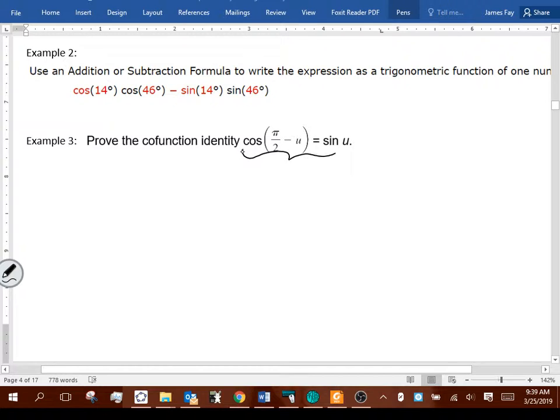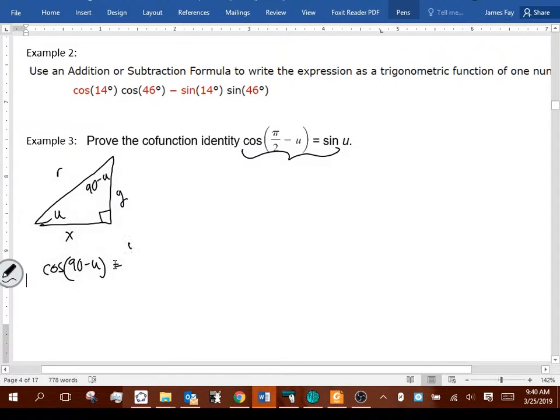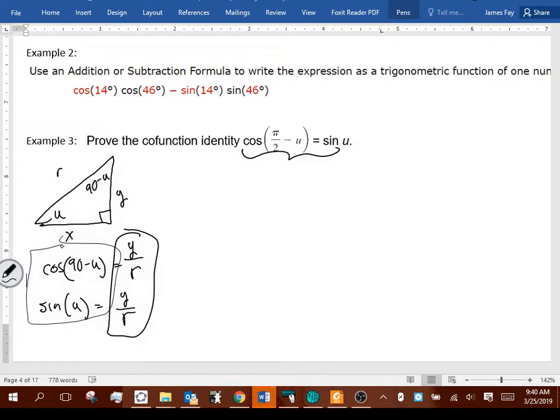All right, we've done this, okay? We have worked with this idea with right triangles. Okay, so if this is, let's just say, u here, doesn't this have to be 90 minus u? Okay, and let's call this x, y, and r. Actually, let's do the cosine of 90 minus u, so it's identical to what we got up here. Cosine of 90 minus u, isn't that y over r? Okay, and then the sine of u, isn't that equal to y over r? And if those two things are equal, what does it say about those two things? They're equal. Okay, so we've done that with right triangles.